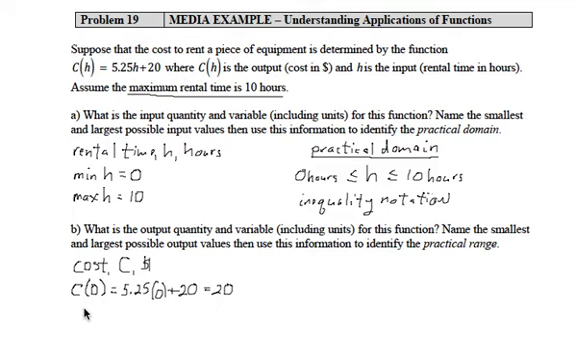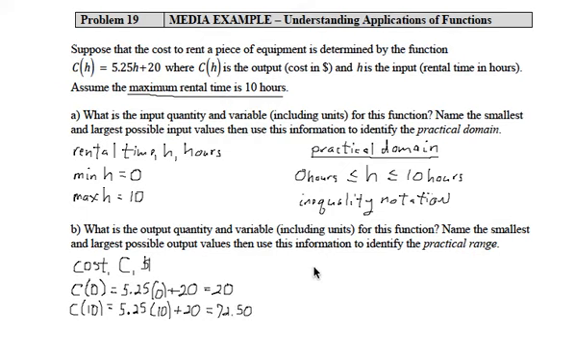The maximum value for output is if we rent for the full 10 hours. We get 5.25 times 10 plus 20, so 52.50 plus 20 is 72.50.